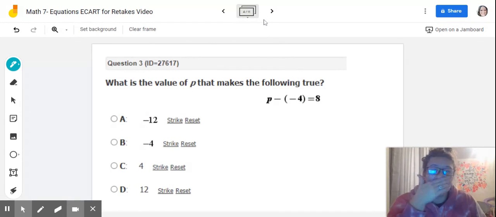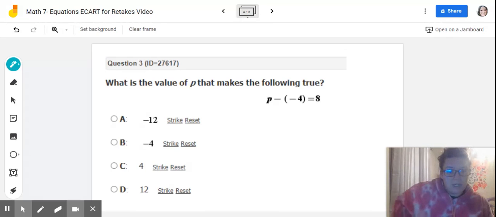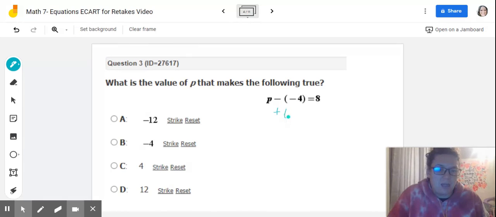All right, question 3. All right, so there's 2 ways to look at this. First one is, what's the opposite of subtracting a negative 4? The opposite of subtracting a negative 4 is adding a negative 4 on both sides. So I'm going to add a negative 4 on both sides. This is the first way to look at this. Some of you like to look at it this way. Oh, the opposite of subtracting a negative 4 is adding a negative 4. So this leaves me with 0 on this side, p plus 0, and 8 plus negative 4 on my calculator gives me 4.